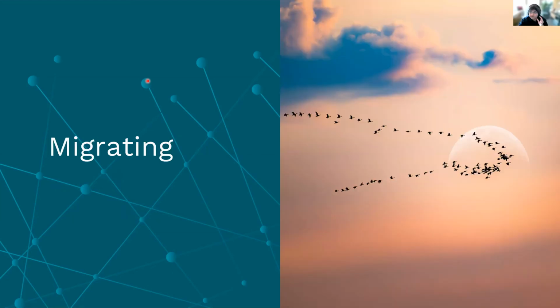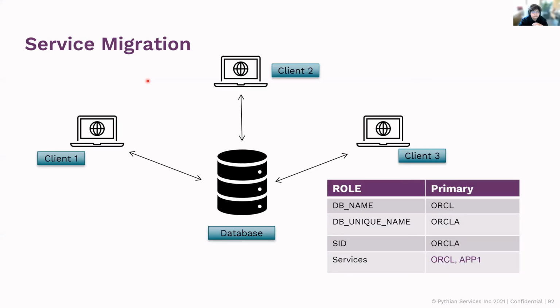Now, when you're doing an actual migration, what are the things to consider? One of the things is service migration. You have to handle your service migration aptly. So let's look at an example. What do I mean by that? This is my normal primary configuration where I've got a database. I've got 3 clients connecting to it. My DB unique name is ORCLA, with a SID and services. These are the 2 services that are running on this particular database.